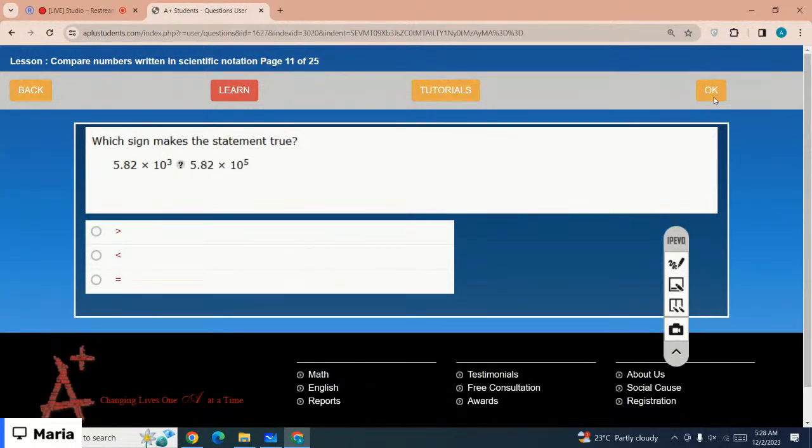Okay, 5.82 times 10 exponent 3, you have to compare it to 5.82 times 10 exponent 5. So, which is the correct option? Yes, 5.82 times 10 exponent 3. Here you have 3 is smaller than 5, right? So, that means 5.82 times 10 exponent 3 is less than 5.82 times 10 exponent 5.